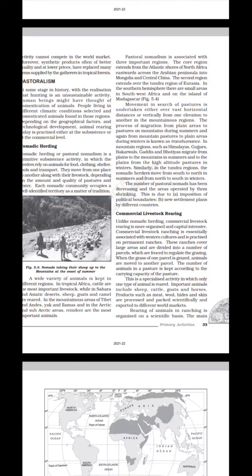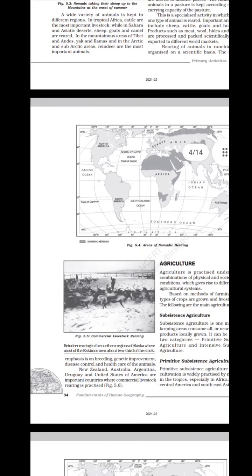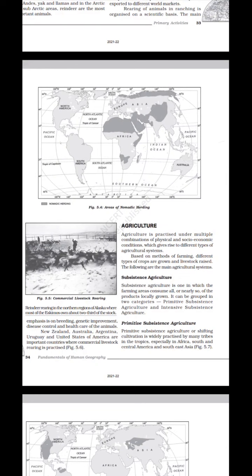This is a specialized activity in which only one type of animal is reared. Important animals include sheep, cattle, goats, and horses. Products such as meat, wool, hides, and skin are processed and packed scientifically and exported to different world markets. Rearing of animals in ranching is organized on a scientific basis. The main reindeer rearing is in the northern regions of Alaska, where most of the Eskimos own about two-thirds of the stock.